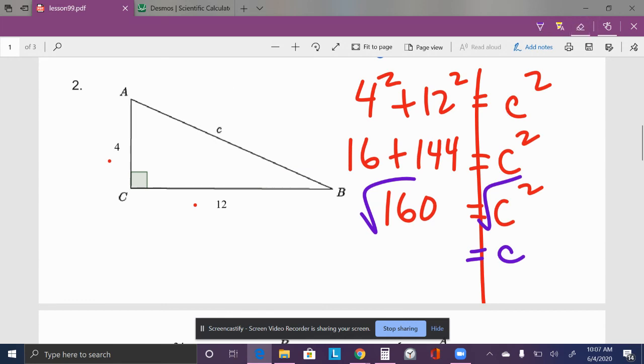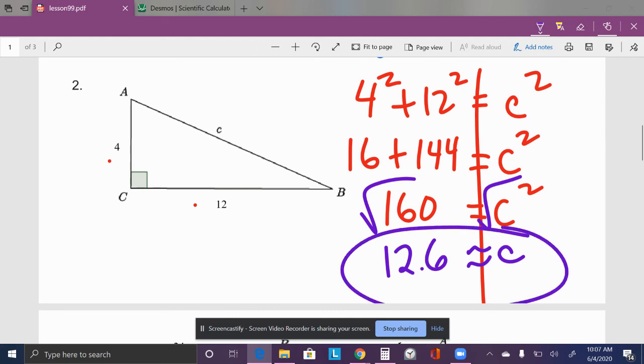So I should do about symbols. 12.6. So then that's rounded to the nearest tenth. All right, and again, these squiggly lines mean about. It doesn't mean it's exactly 12.6, but it's around 12.6 when I round it.